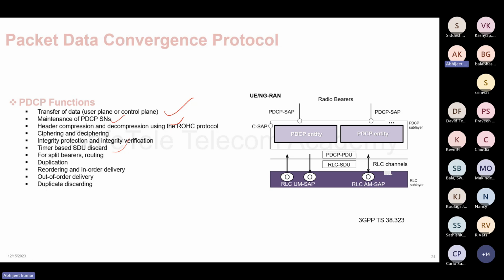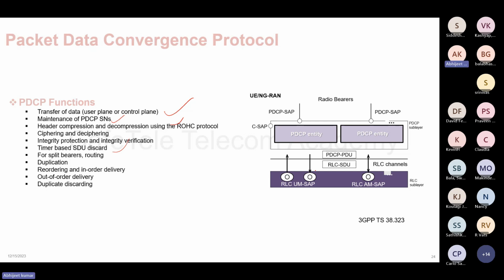Then routing for the split bearer. In an EN-DC scenario, we can easily manage the routing of the data across the split bearer so that we can manage the load balancing and optimize the resources. Then duplication: whenever you have a duplicate PDCP PDU, we have to remove one.